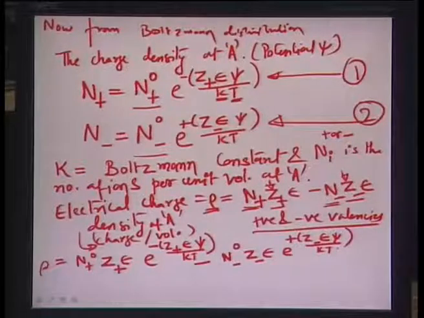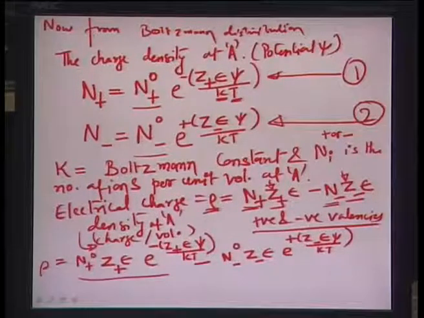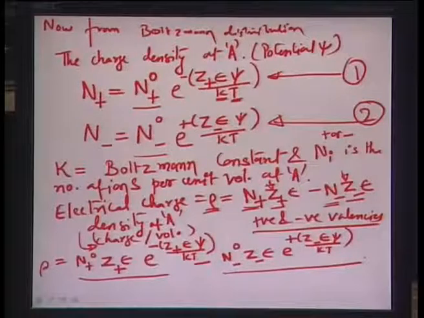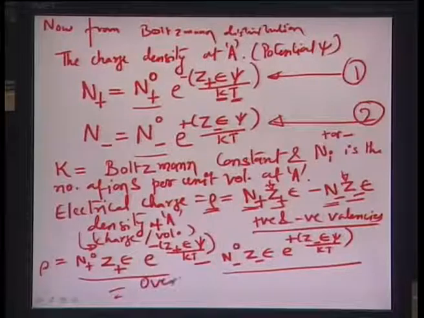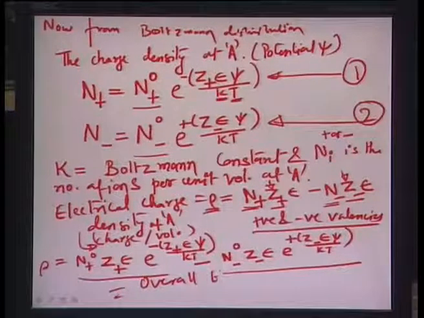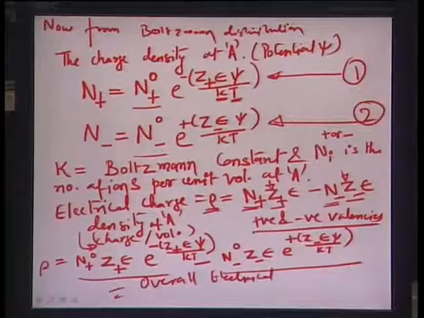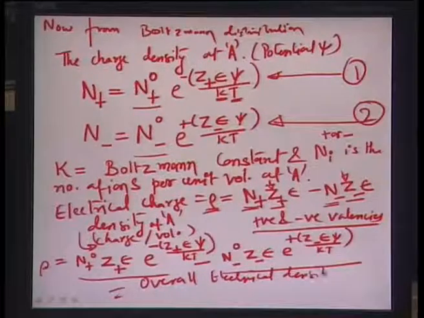All right. So, we have the final electrical charge density as simply a difference between n plus 0 z plus epsilon e to the power of minus z plus epsilon phi by kT, and n minus 0 z minus epsilon e to the power of plus z minus epsilon phi by kT. So, that is the overall electrical density at A.